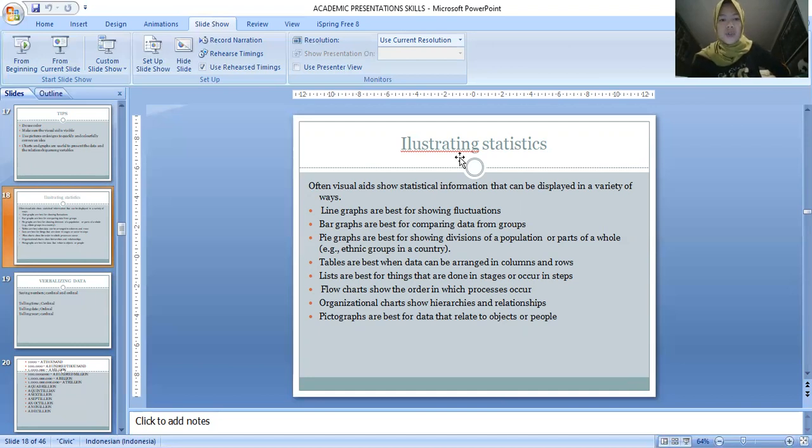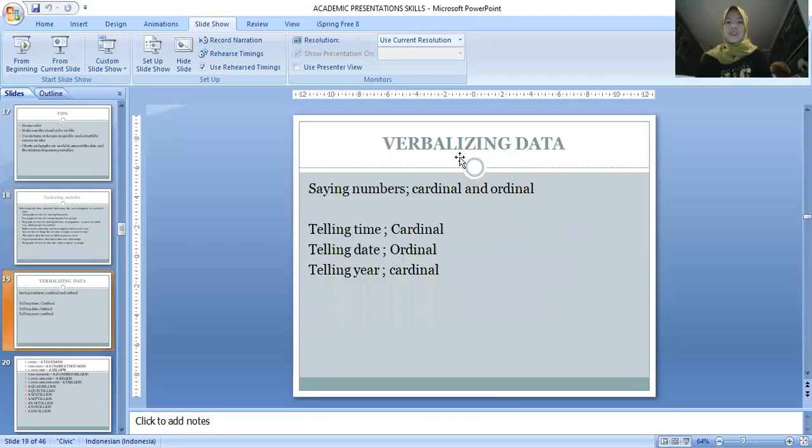Flow charts show the order in which processes occur. And then organizational charts show hierarchies and relationships. Pictographs are best for data that relate to objects or people. Yeah. So here, in presenting information, of course, the information also includes the data. And because this is spoken English, you have to know how to verbalize the data. So talking about data, we are also talking about numbers.